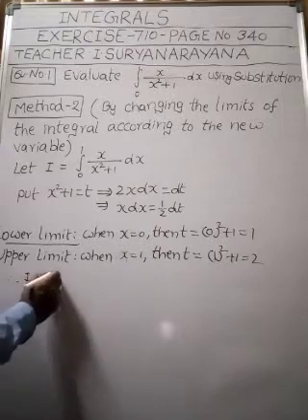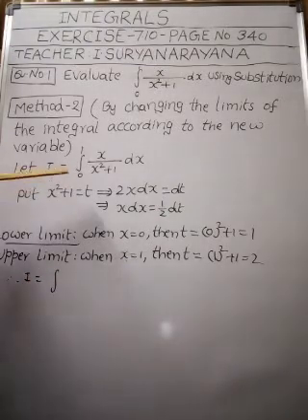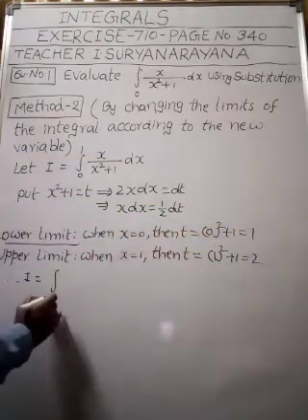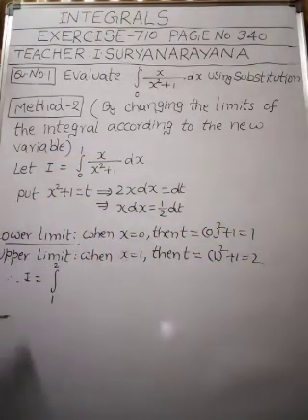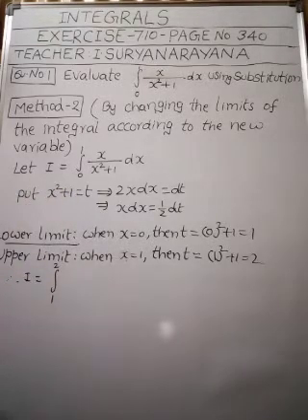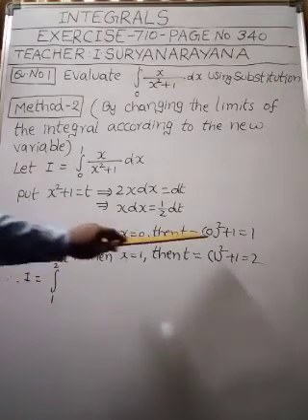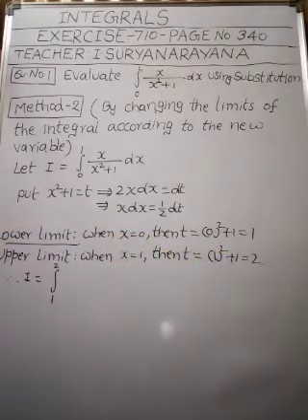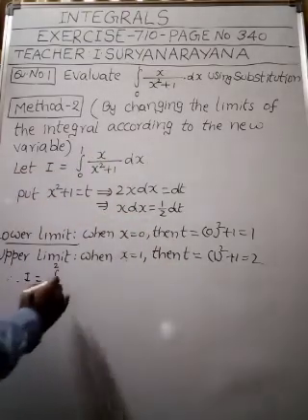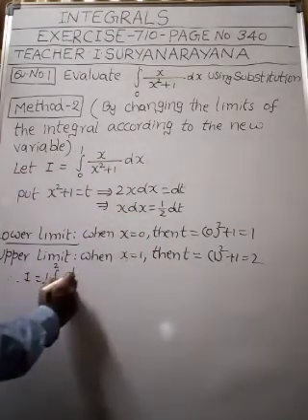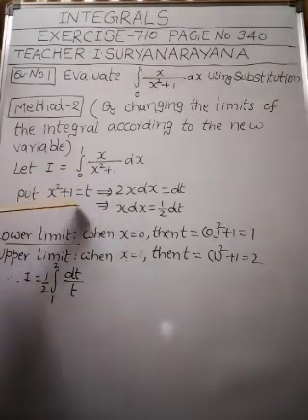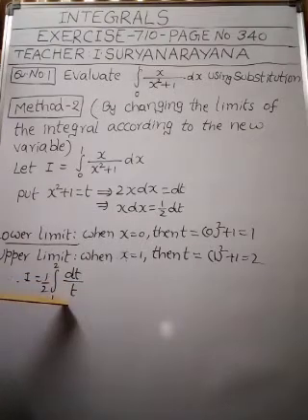Therefore, I is equal to integral. We are not writing 0 to 1. Here 1 to 2. Understood this step, my children? We are changing the limits of the integral. Here we are directly changing the limits of the integral. And here x dx is there. What is the value of x dx? 1 by 2 dt. So 1 by 2 is the numerical coefficient. I wrote here x square plus 1 means t. Understood this step, my children?